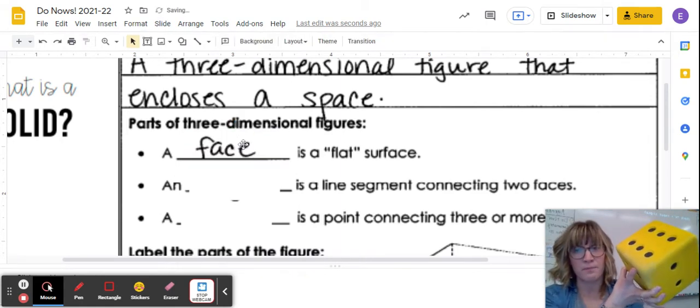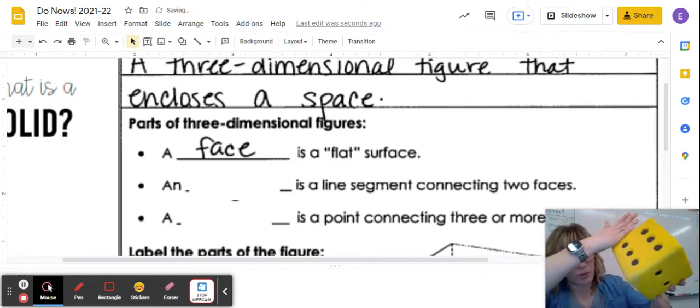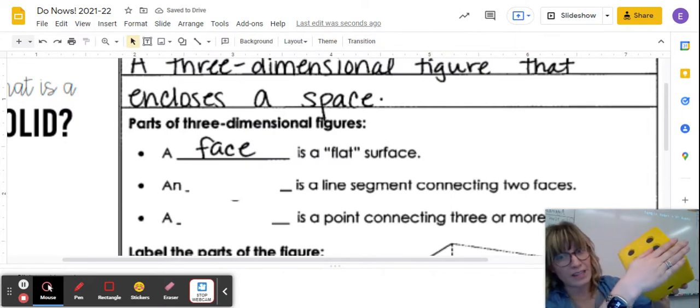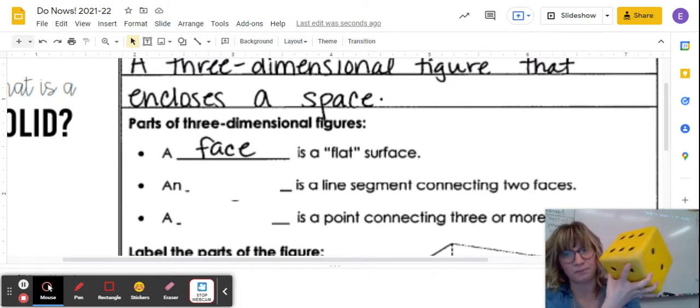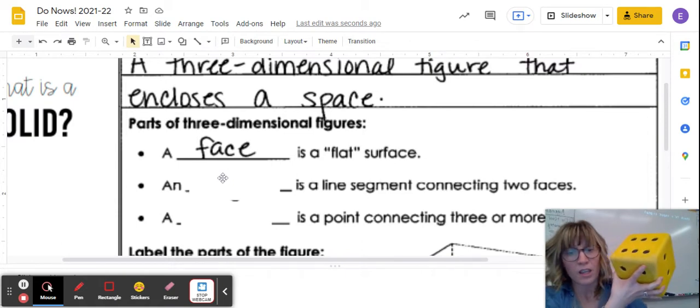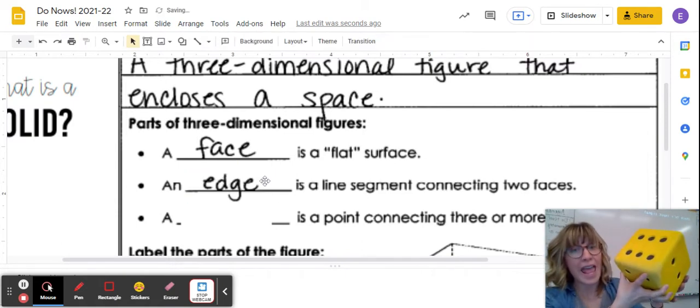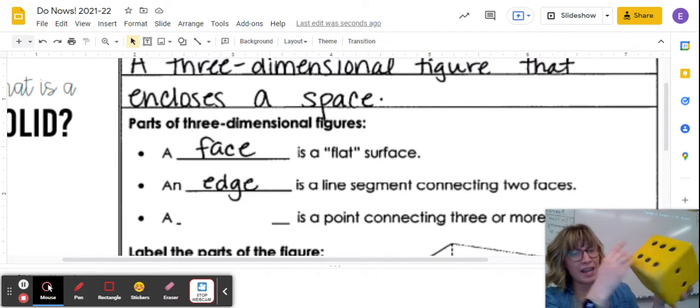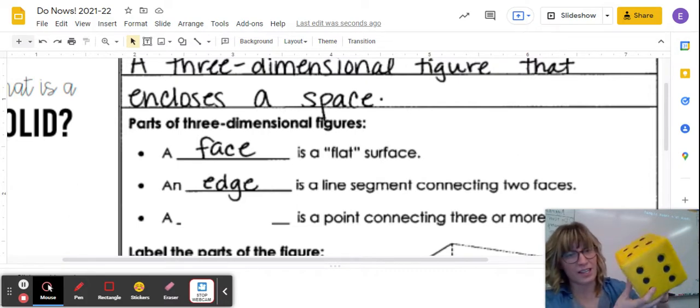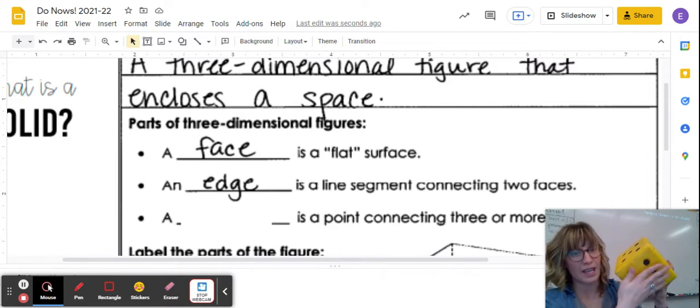So you have a face, right? So this right here is a face, or the flat surface. This is a cube, so it has 6 different faces. You also, in a three-dimensional figure, have an edge, right? So an edge is the side. It's a line segment that connects two faces. So if we have this 6 here and this 5 here, this right here is the edge. It connects these two faces together.